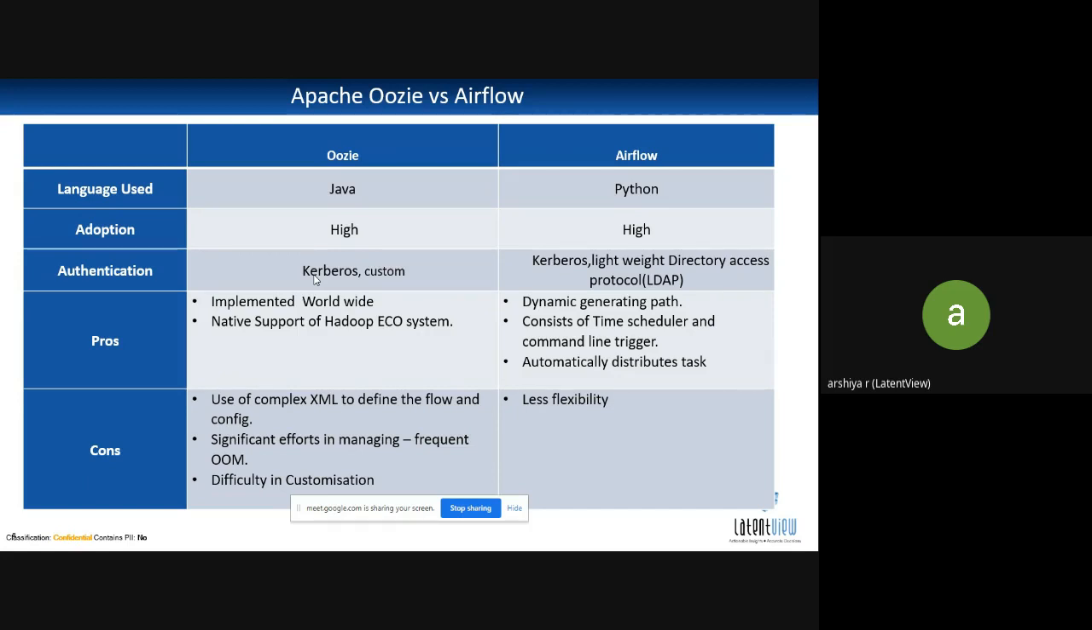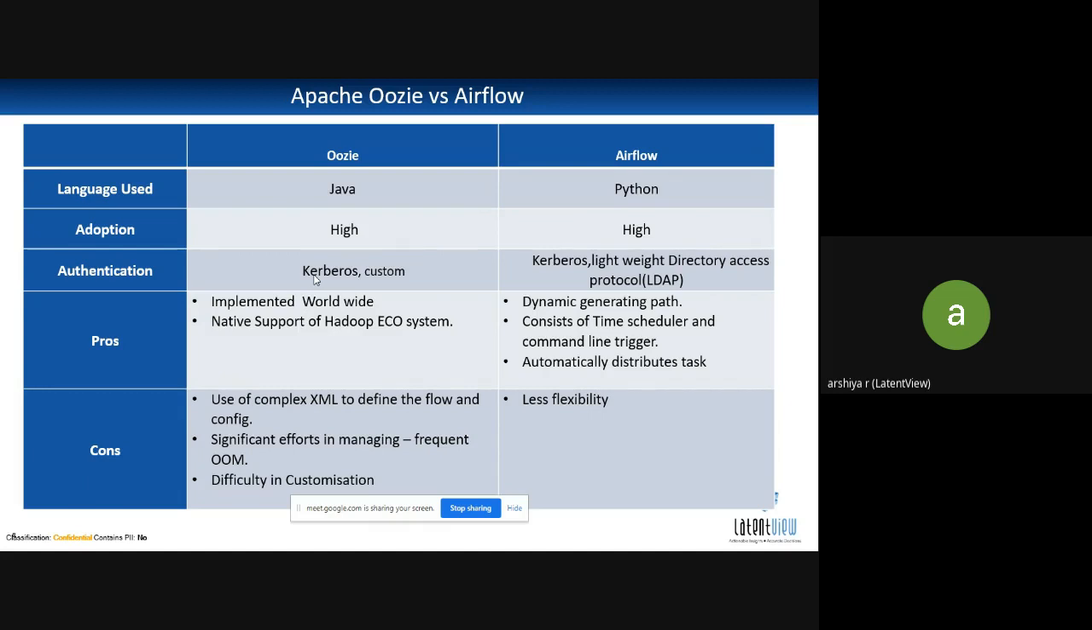And authentication: how does authentication happen in Oozie? It follows Kerberos. Kerberos, we know, is an authentication service request. And custom is also one of them. It basically has a custom token, user ID, and password kind of stuff, which is used by Oozie. And Airflow uses Kerberos, and it also uses LDAP, which is known as Lightweight Directory Access Protocol. This is an application protocol used to maintain distributed directory information.